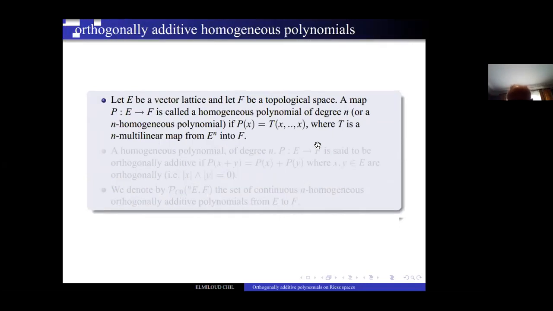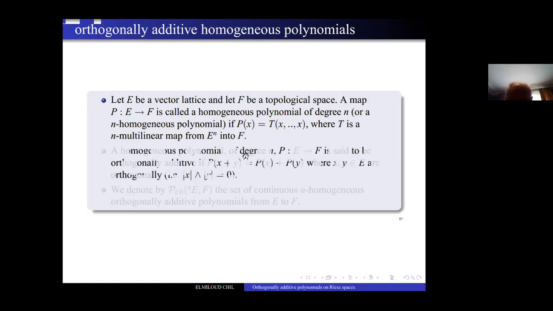Now, what is meant by homogeneous polynomials of degree n? If E is a vector lattice and F is a topological space, there is a topological and vector structure in F. A map P from E to F is called a homogeneous polynomial of degree n if P(x) = T(x, ..., x), where T is an n-multilinear map from E^n into F.